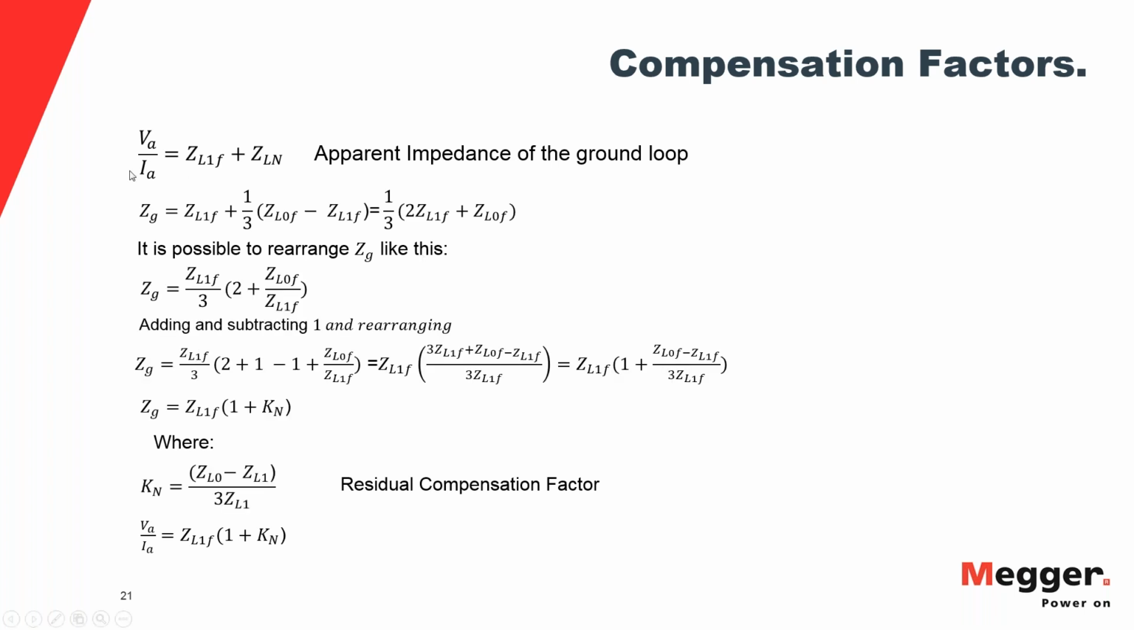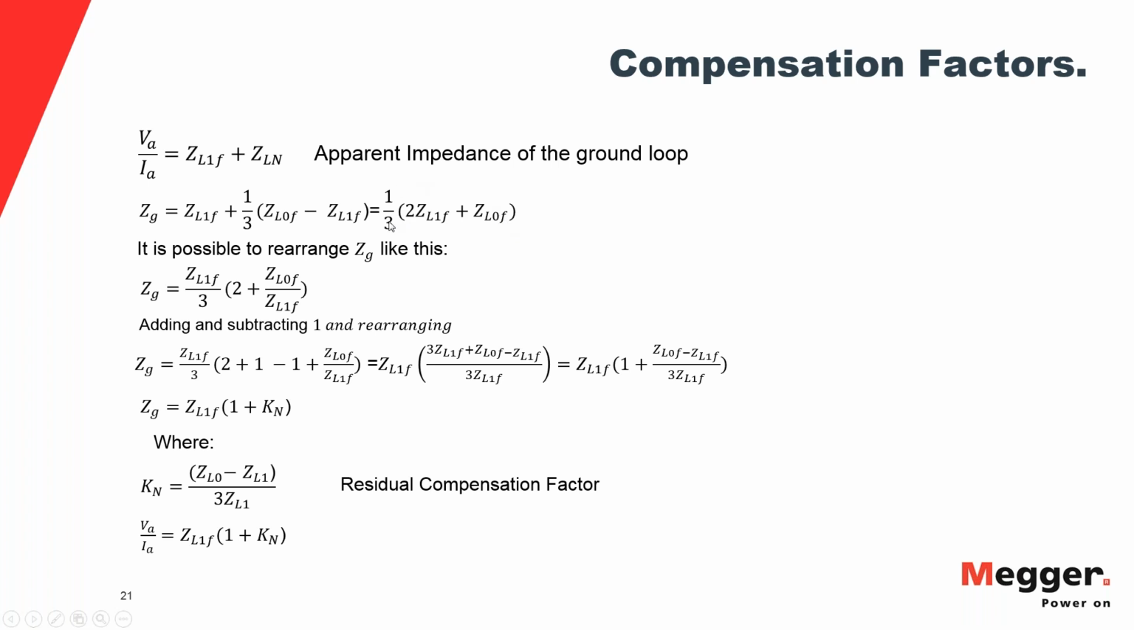Okay, let me put this all together. Now, we know that VA divided by IA, which is this impedance here, is the apparent impedance of the ground loop. So the apparent impedance of the ground loop, ZG, is this plus 1/3, because this is what we came up with in the equation before, and we can put this in this form here.